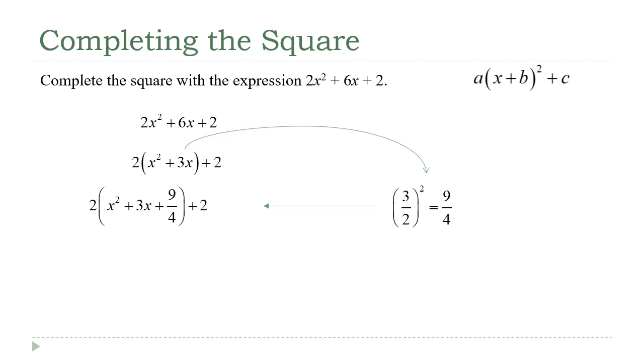Now, again, just like before, I can't do that. We can't just go randomly adding numbers to our expression here. So I'm going to have to subtract it back out to balance things. But here's another little subtle part. I didn't actually add 9/4. What I added was 2 times 9/4 because of that 2 outside. So to balance that, I'm going to subtract 2 times 9/4, which is 18/4. And now everything is still in balance. This is still equivalent to the original expression.